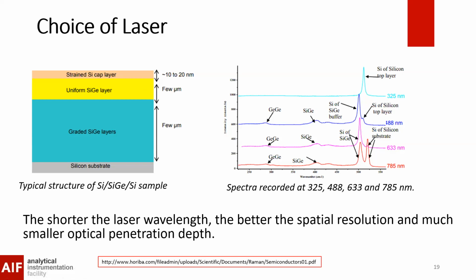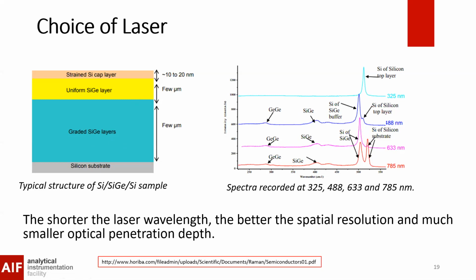With an even higher laser wavelength, which is 633 nanometers, you can barely see the silicon in the silicon top layer, but you can already see a little bit of silicon from the silicon substrate, and most of the silicon signal is from the first uniform silicon germanium layer and the graded silicon germanium layers. If you're using 785 nanometers, then the optical penetration depth goes directly to the silicon substrate. So you see the signals from all layers.